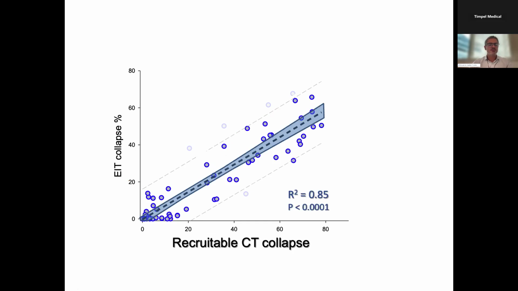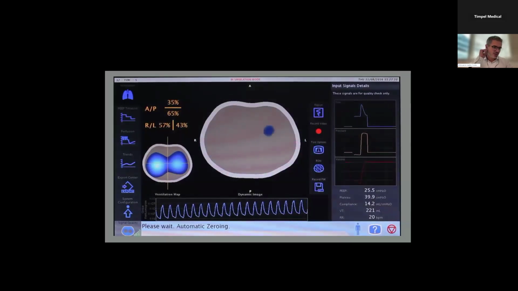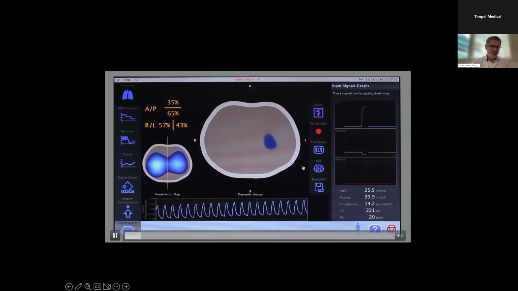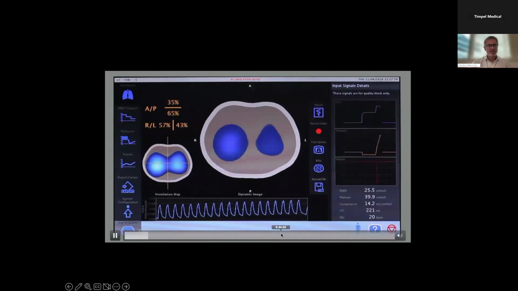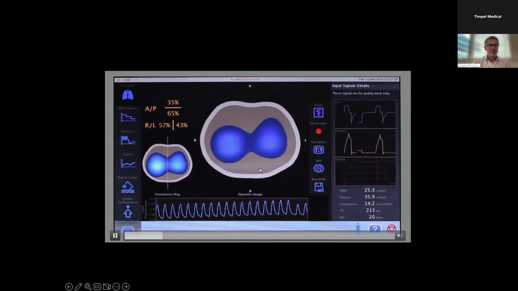So if you think of recruitable collapse, it's more like this. This is the amount of collapse that EIT estimates and the amount of collapse that CT estimates, taking into account that some residual collapse will occur even at the highest PEEP levels. So this is the tool of this estimation. It can be used in different EIT devices. This is the TIMPEL EIT device.